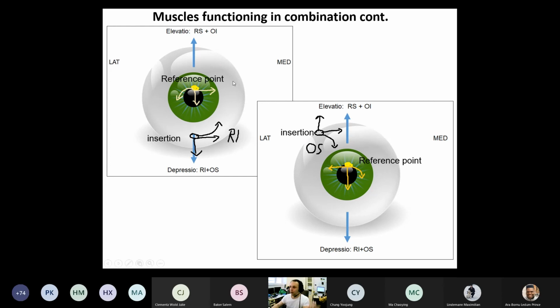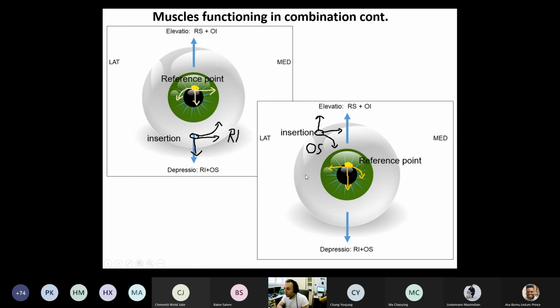And the abduction, again, three muscles are functioning in that. You have the lateral rectus and both obliques, superior and inferior oblique. And again, elevation by inferior oblique will be cancelled by depression of superior oblique, and medial rotation of superior oblique will be cancelled by the lateral rotation of the inferior oblique muscle.